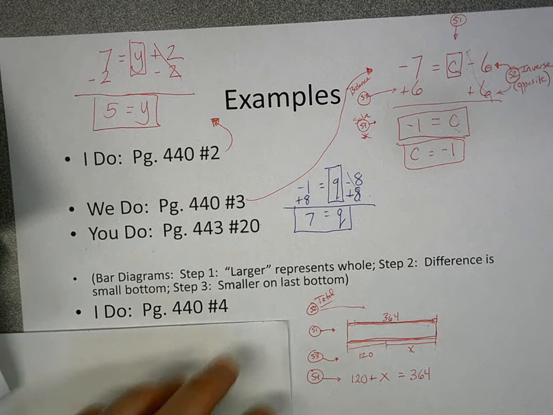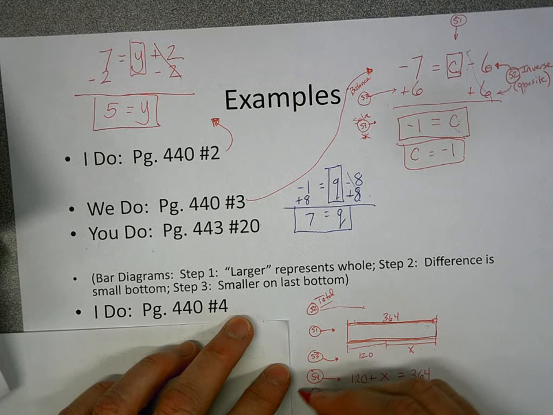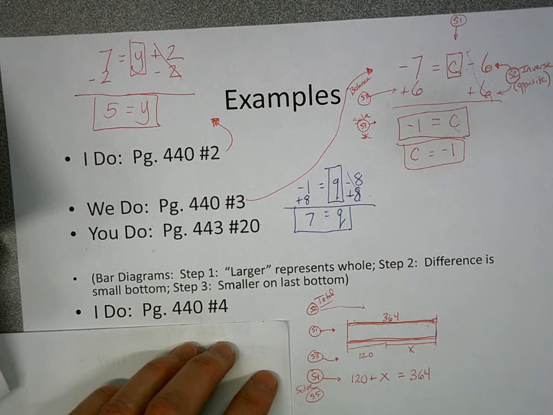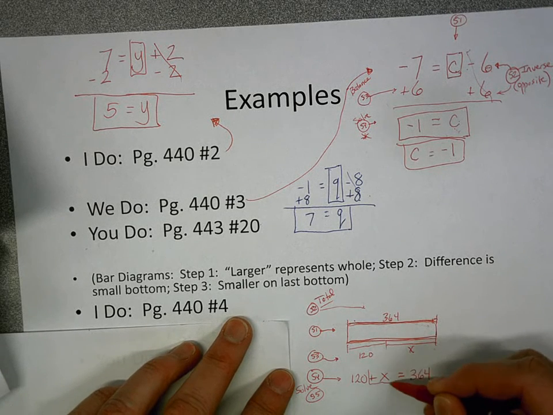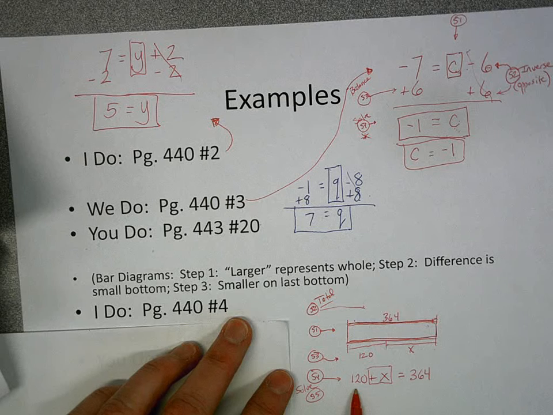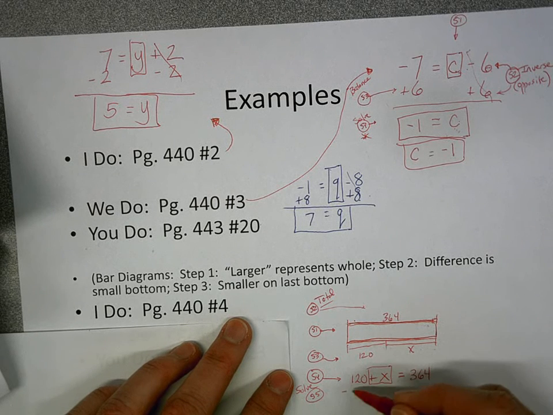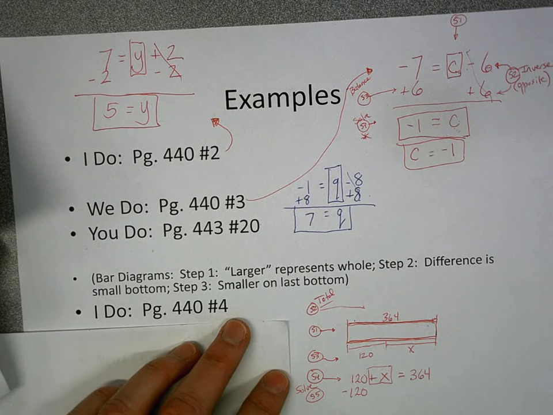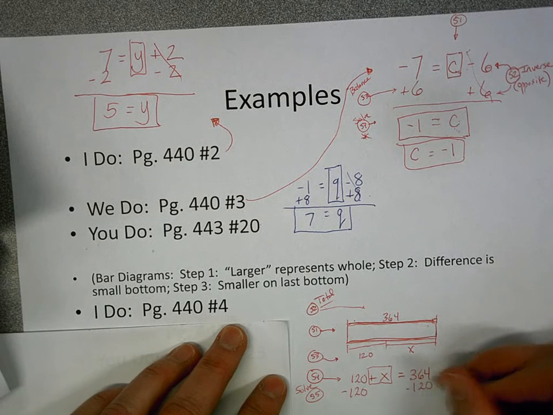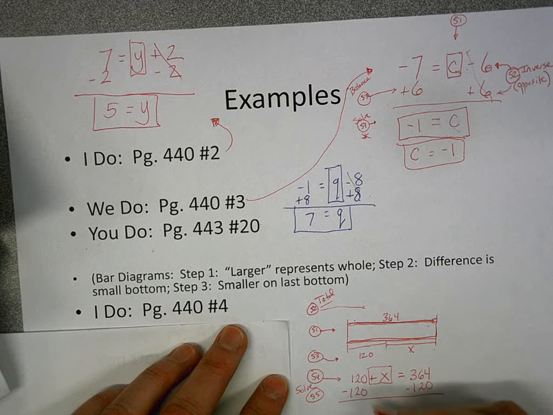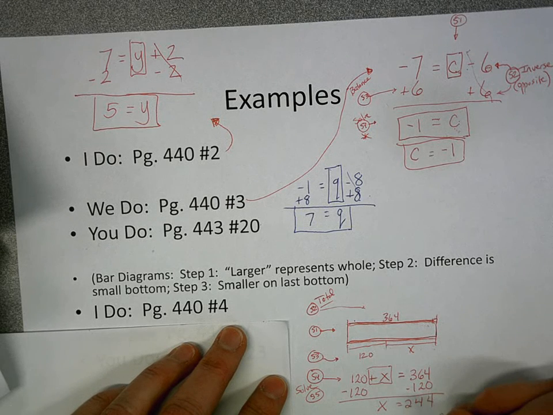Now comes step 5, and that is solve your equation. I'm not going to go step by step like we did above. All I'm doing is, here's a positive X. The 120 is positive, so I'm going to do negative 120 or subtract 120. Whatever we do to one side, we do to the other, so I subtract 120 there. And we end up with X is equal to 244.